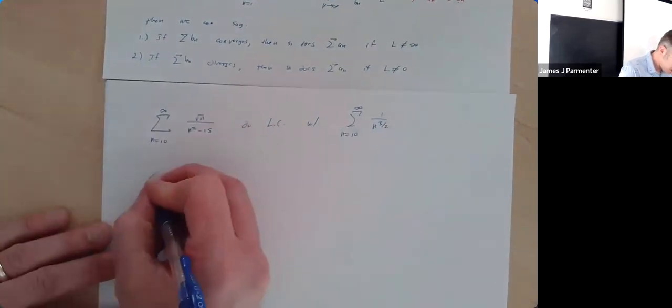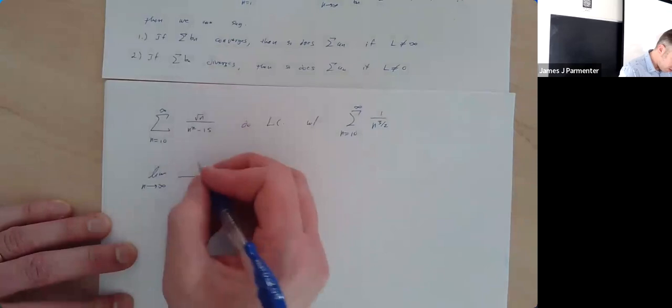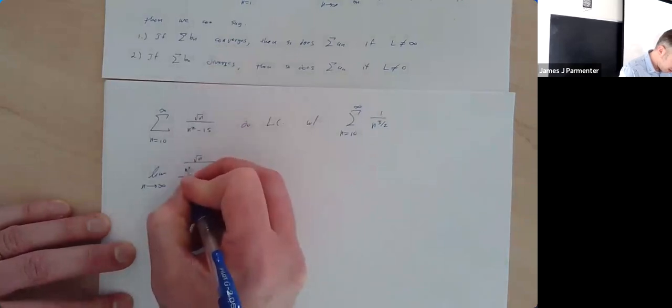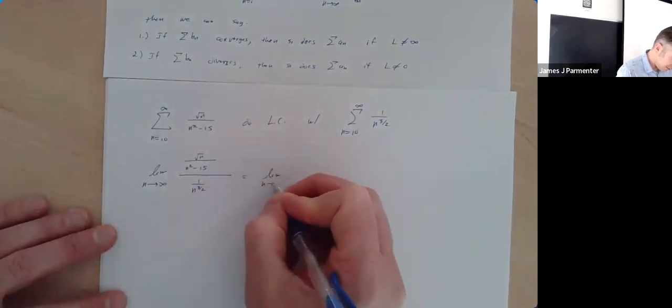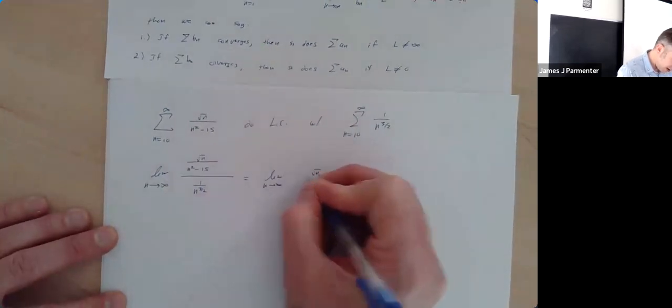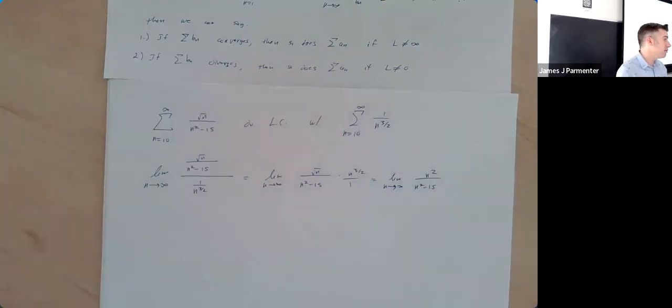I have to have the idea, oh, I think this converges. So let's do it. The limit as n goes to infinity of, it's always the unknown series over the known series. So I don't know what this one's doing. I should say really the unknown sequence over the known sequence. But I do know what this bottom one's doing. And then when we flip and multiply, we get the limit as n goes to infinity of the square root of n over n squared minus 15 times n to the 3/2 over 1. And that becomes the limit as n goes to infinity of n squared over n squared minus 15, which is what?